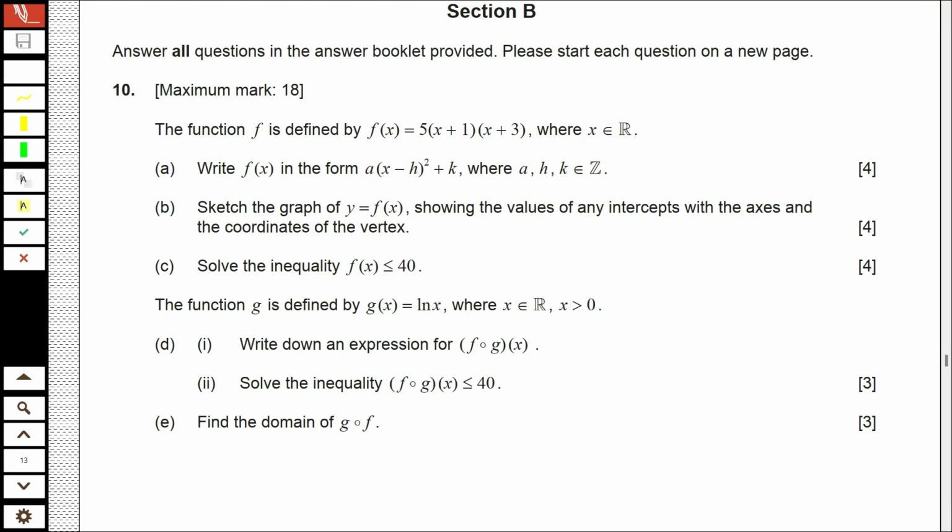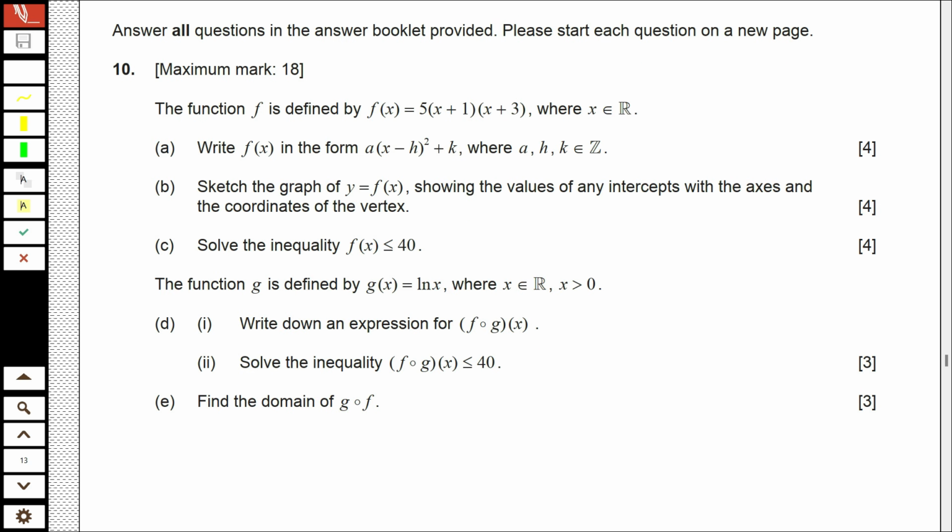So we are at section B now. The questions in here have more marks than section A. Question 10. The function f is defined by f of x equals 5 times (x plus 1) times (x plus 3), where x is a real number. Write f of x in the form a times (x minus h) squared plus k, where a, h, and k are integers.